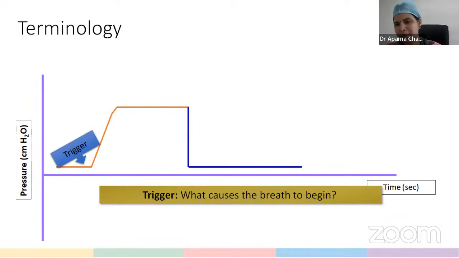So this could be the baby's negative inspiratory pressure generated by the baby's inspiratory effort, or it could be the flow that is generated by the baby's inspiration. Or in some ventilatory modes, it could even be the respiratory movement, which can be assessed by ECG electrodes, or abdominal applanation tonometers, which measure the abdominal movements. So any of these can be used as triggering variables.